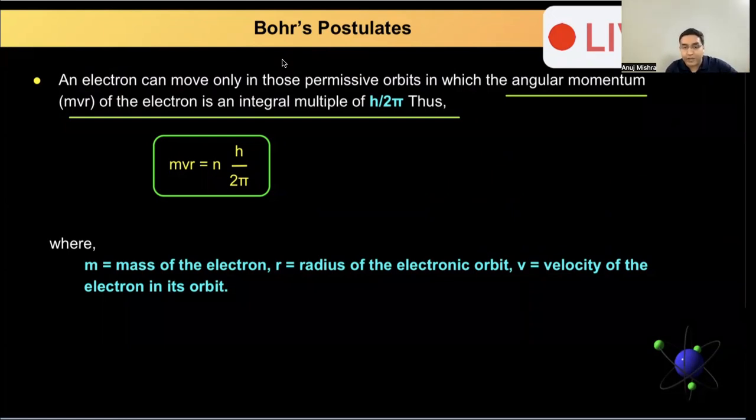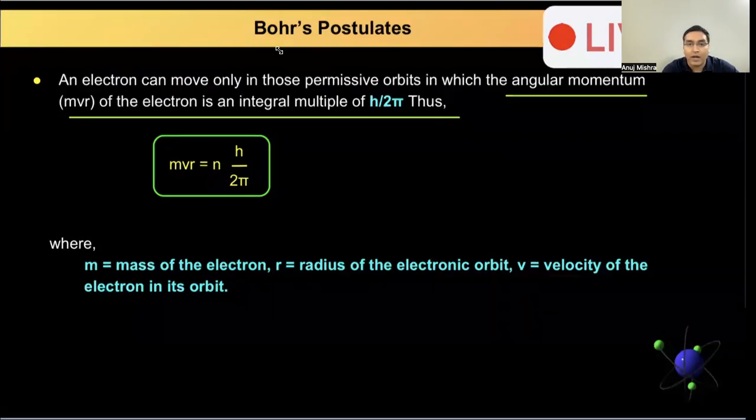So if you are moving in first orbit, what is the value of n? 1. Second orbit, n value is 2. Third orbit, n value is 3. Fourth orbit, n value is 4. So MVR is 1h upon 2 pi, or 2h upon 2 pi, or 3h upon 2 pi, or 4h upon 2 pi, or 5h upon 2 pi, or 6h upon 2 pi, depending on which n you are using, or which orbit the electron is right now. Is this line clear to everyone? Everyone, I hope this should be very clear.